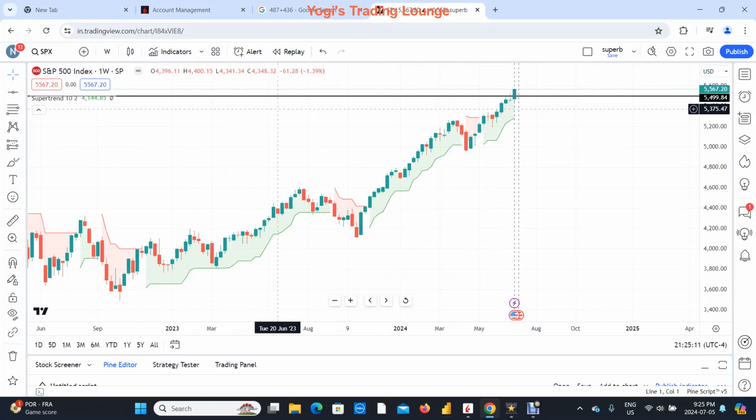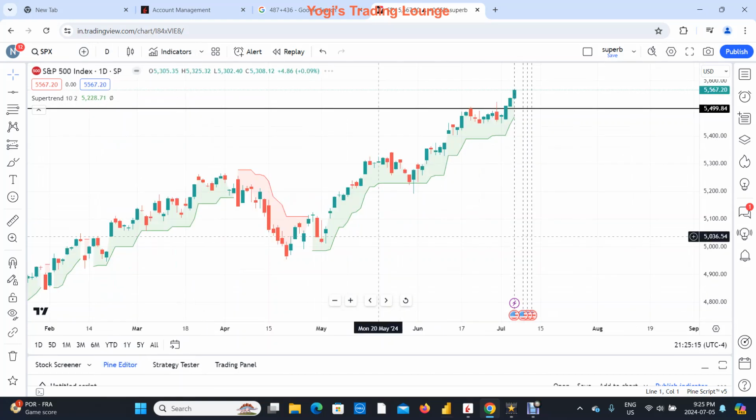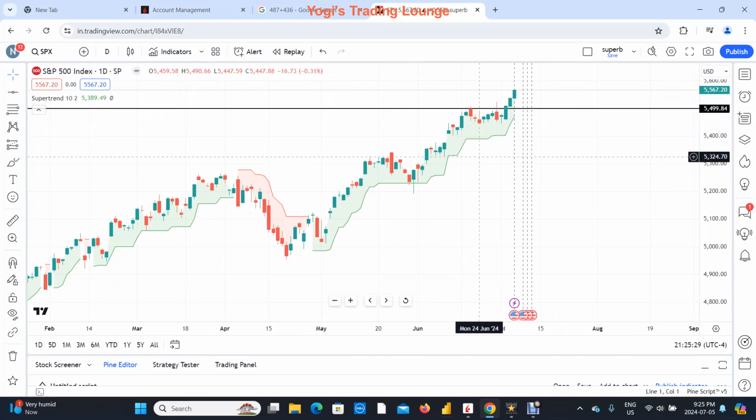broke out. So it's not very obvious, but yes, we see a lot of consolidation here, and then there was a range breakout, and that's why it's a pretty strong breakout, because the market was consolidating within that particular range for a long time.